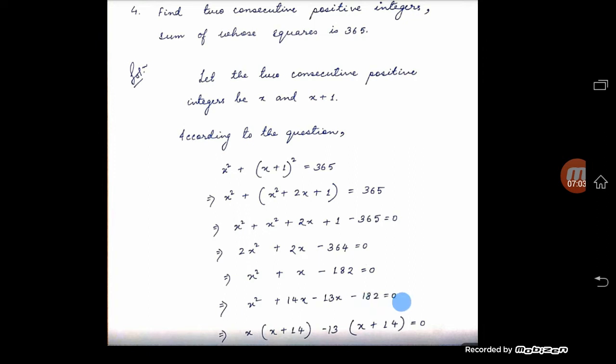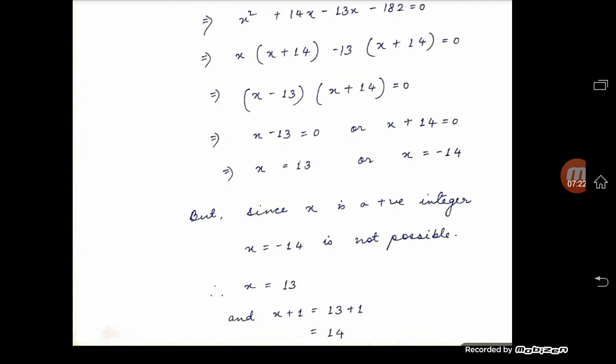We take x common from x square and 14x. When we take x common, we have left x plus 14, minus 13. Here again we write x plus 14. So we have got two factors, x plus 14 and x minus 13. Now either x minus 13 is equal to 0 or x plus 14 is equal to 0. From this we get x is equal to 13 or x is equal to minus 14.